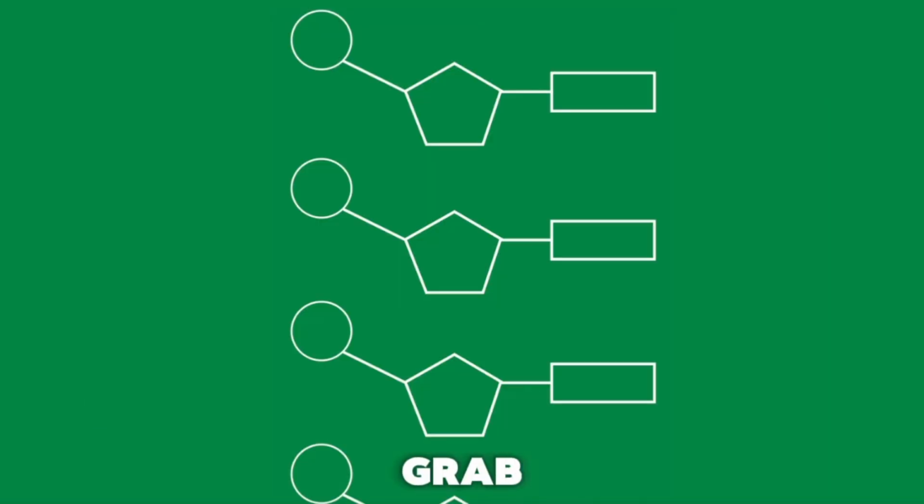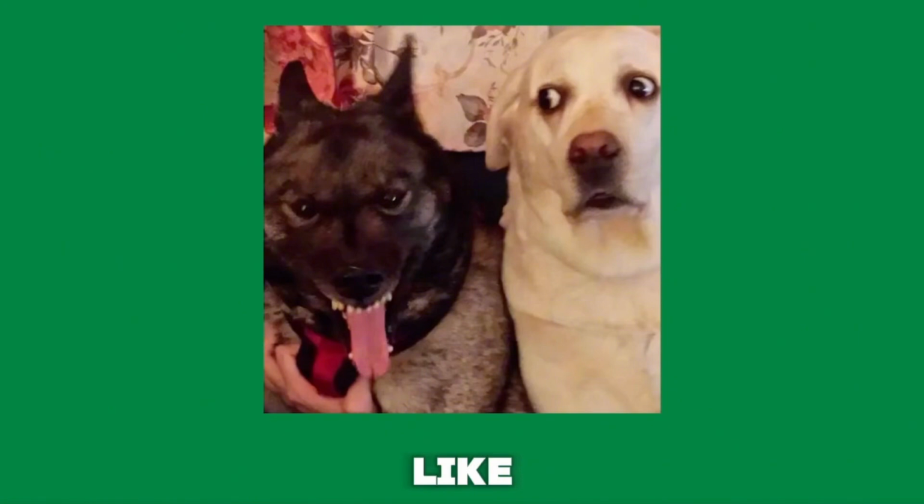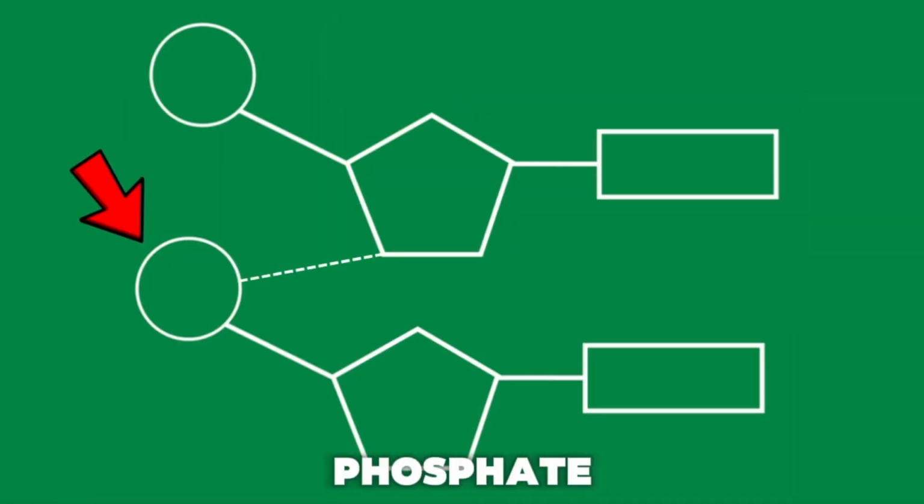Now, if I was to grab these nucleotides and force them to tolerate each other, kind of like school, you start to get these weird bonds that form in between each other, and this is really important. This is called a phosphodiester bond, okay? And it happens between the phosphate of one nucleotide and the sugar of another nucleotide, okay?